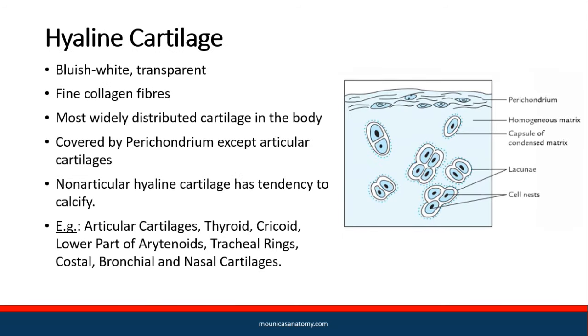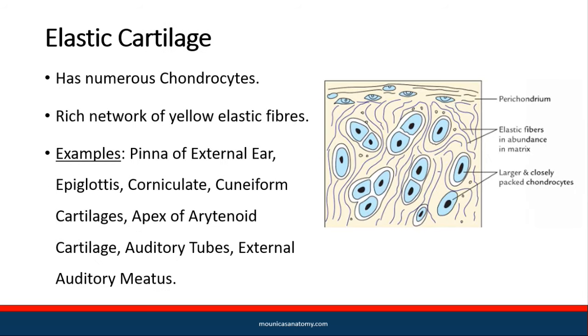Hyaline cartilage appears bluish white and transparent. It has fine collagen fibers, is the most widely distributed cartilage in the body, and is covered by perichondrium except in articular cartilages. Non-articular hyaline cartilage has a tendency to calcify. Examples are articular cartilages, thyroid and cricoid cartilage.